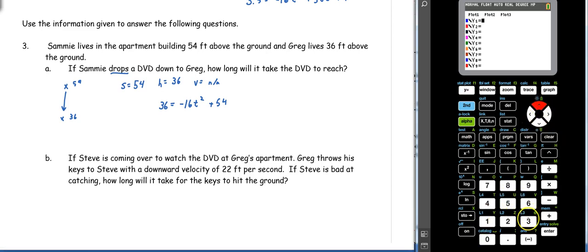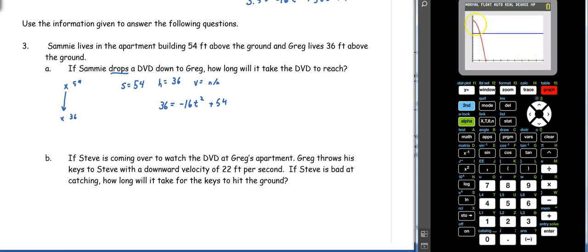and for y1 I'm going to put in 36. And for y2, I'm going to put negative 16t, and instead of t, I'm going to use the x button, squared plus 54. Now, before we graph, we should probably fix our window. So we're going to use the x min as 0. We're going to leave the x max at 10. The y min, we don't want negative time, so I'm going to just move that up to negative 2. The y max, now the biggest number of the problem is 54, and we want to make sure we see the whole graph, so we're going to go a little bit above 54. I'm going to go to 60. I'm going to hit graph.